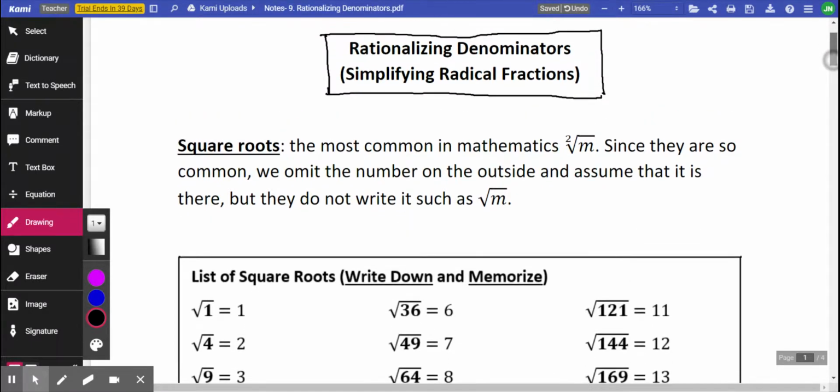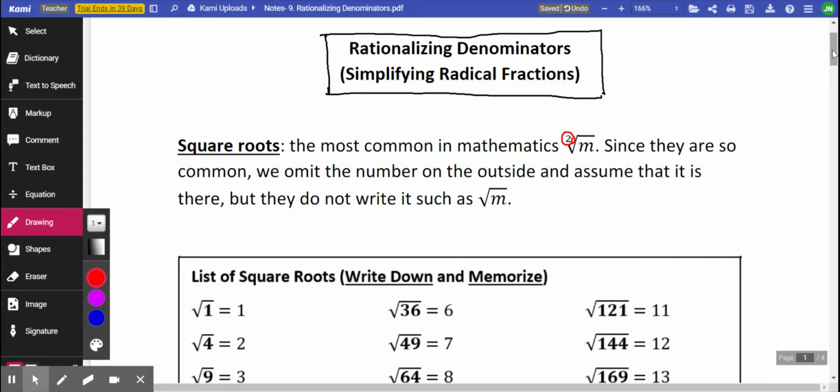Square roots are the most common in mathematics. The square root is called the square root because there's actually a little 2 on the outside of the radical that they don't write. Since they are so common, we omit the little number on the outside and just assume that it's there. So this will be like the square root of m, but just assume that there is a 2 on the outside.